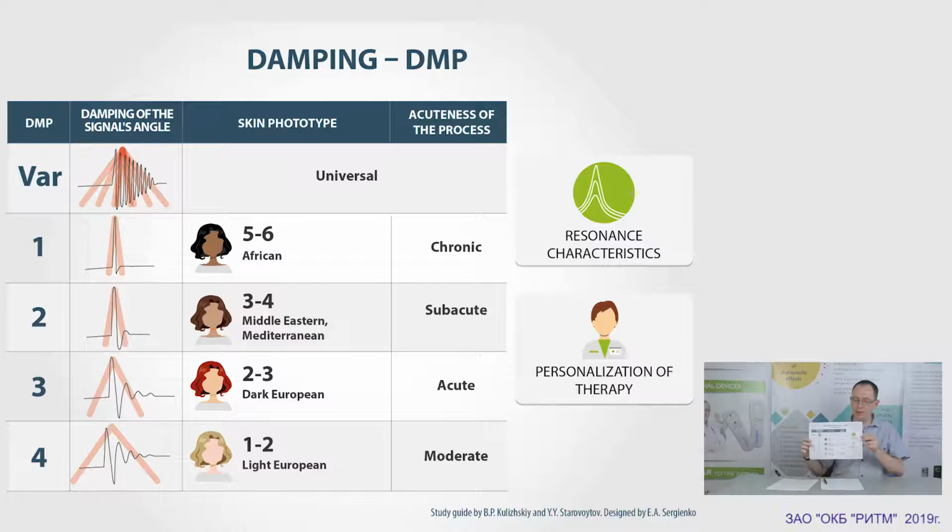We also can choose the level of damping in accordance with the acuteness of the process, where damping 1 will correspond to a chronic process, damping 2 to a subacute, damping 3 to acute, and damping 4 for acute but long-lasting process.